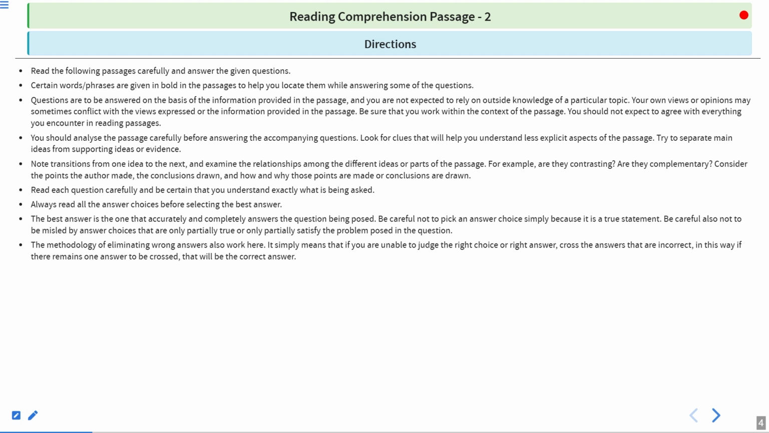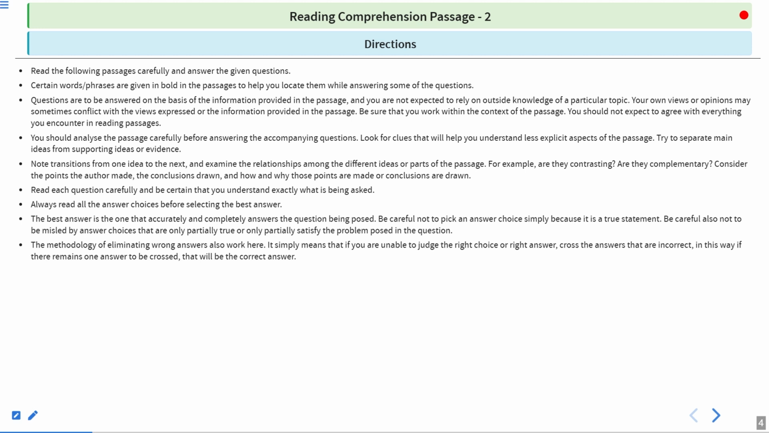You should not expect to agree with everything you encounter in reading passages. You should analyze the passage carefully before answering the accompanying questions. Look for clues that will help you understand less explicit aspects of the passage. Try to separate main ideas from supporting ideas or evidence. Note transition from one idea to the next, and examine the relationships among the different ideas or parts of the passage. For example, are they contrasting? Are they complementary?